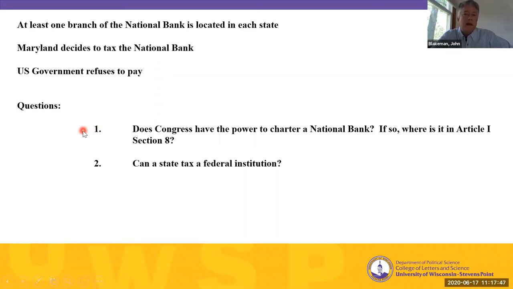Basically, two questions that the Supreme Court focuses on. The first is very basic. Does Congress have the power to charter a national bank? If so, where is it in the Constitution? Or more specifically, where is it in Article 1, Section 8? Remember, that's the article of the Constitution that spells out the powers of Congress. Question number two, can a state tax a federal institution? Well, Maryland, as we will see, says, of course we can. It's our territory, our people are sovereign, we can tax whatever we want. We'll see that the Supreme Court doesn't necessarily buy that argument.